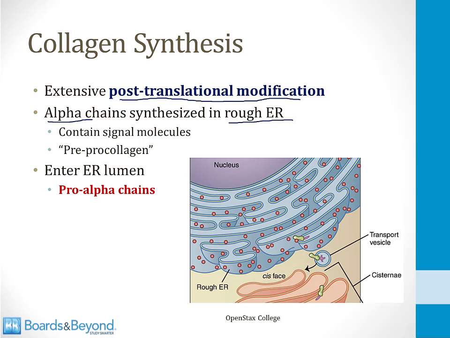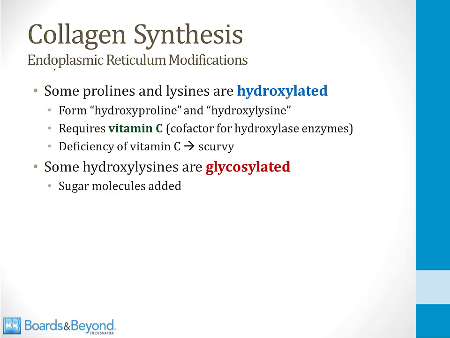These alpha chains contain signal molecules, and they are referred to sometimes as pre-pro collagen. The signal molecules direct the alpha chains into the lumen of the endoplasmic reticulum, and at this point they are referred to as pro-alpha chains. In the endoplasmic reticulum, there are a number of modifications made to those alpha chains.